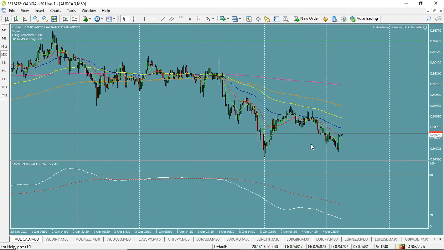Looking at what we currently have, we're pulled back right now to the 21. We haven't quite met the 50 just yet. So we don't really have an opportunity for a trade right now that's going to make us feel like this is a great trade for us to take.